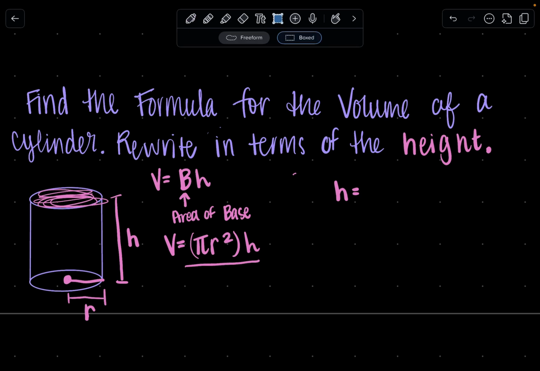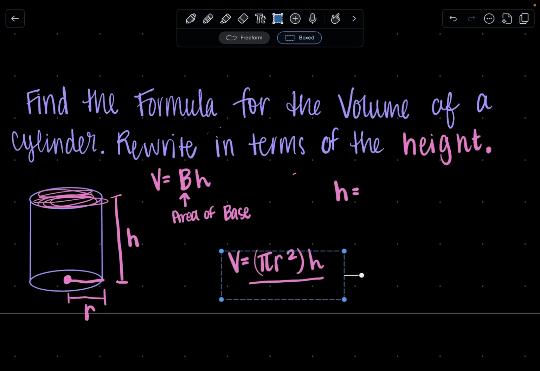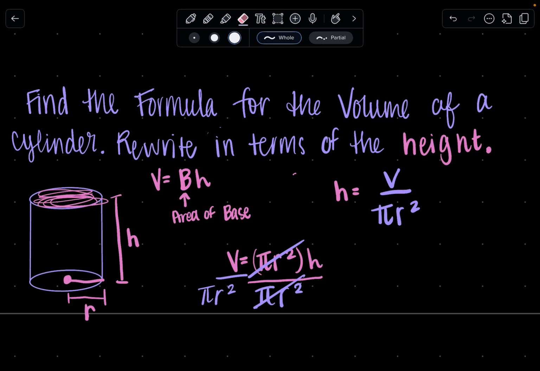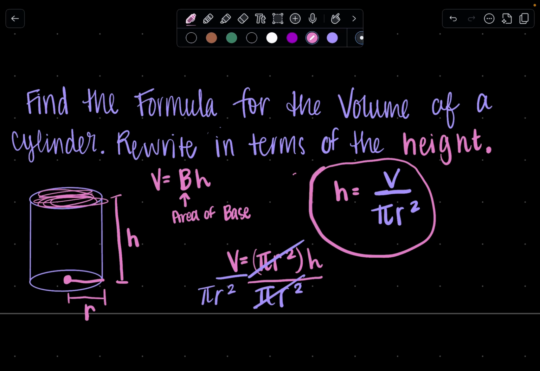Now I need to move this formula a little bit so I have some more room and it doesn't get too messy. So I need to divide everything by pi r squared. It'll cancel out the pi r squared on top, and it'll allow me to solve for height. Volume equals pi r squared times height, so height equals volume, that's a big capital V, divided by pi r squared. And you guys, this is our answer. All we had to do in this question was rewrite in terms of the height.